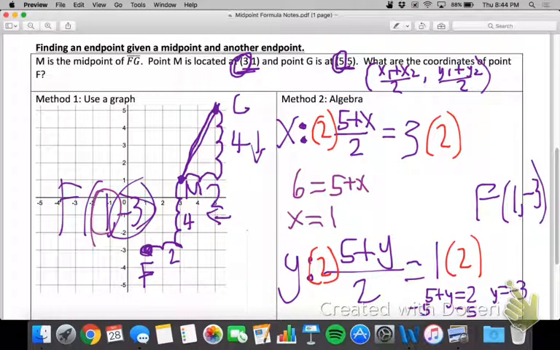So this pretty much covers most of the ways that we use the midpoint formula. So now continue on to the midpoint formula practice on the back.